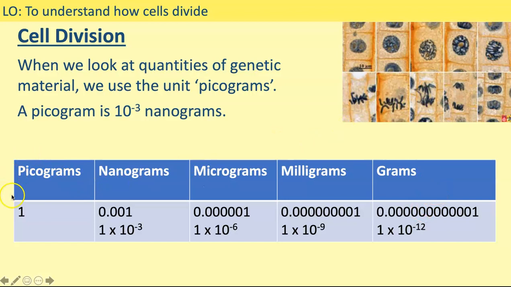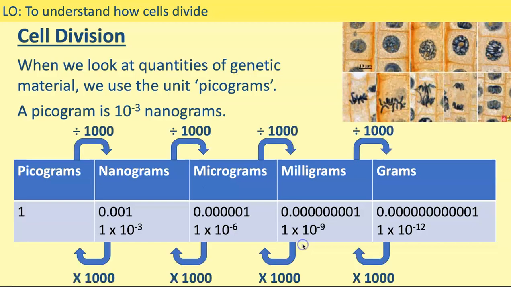This table will be helpful for you to copy down. It will be helpful in this screencast, and it will also be helpful if you can revise this for your exam. I have put on the sums that we would do to convert between units. So if we were going to go from nanograms to micrograms, for example, we would divide by 1,000. If we were going from micrograms to nanograms, we would times by 1,000.